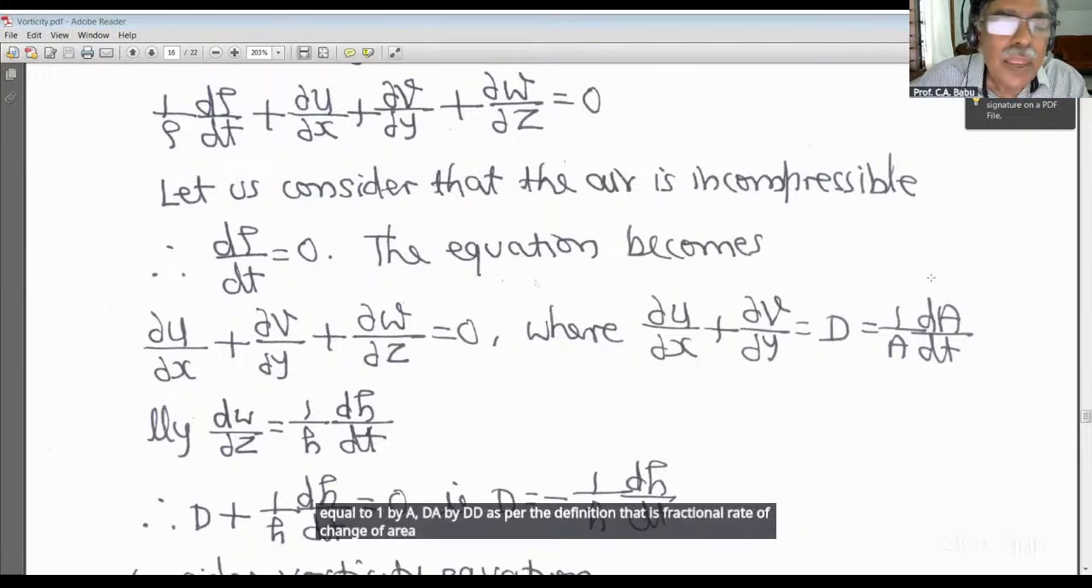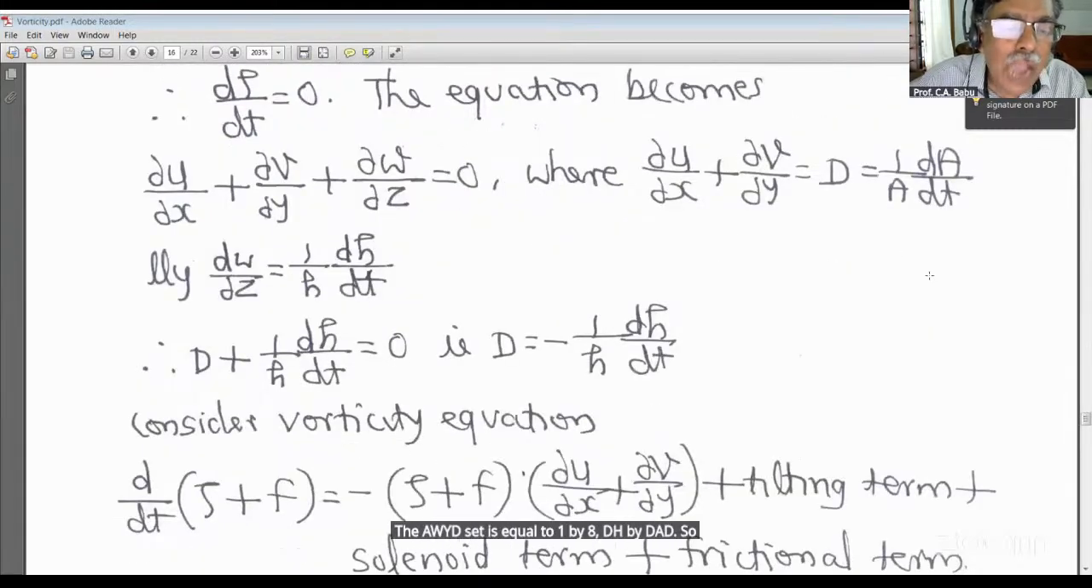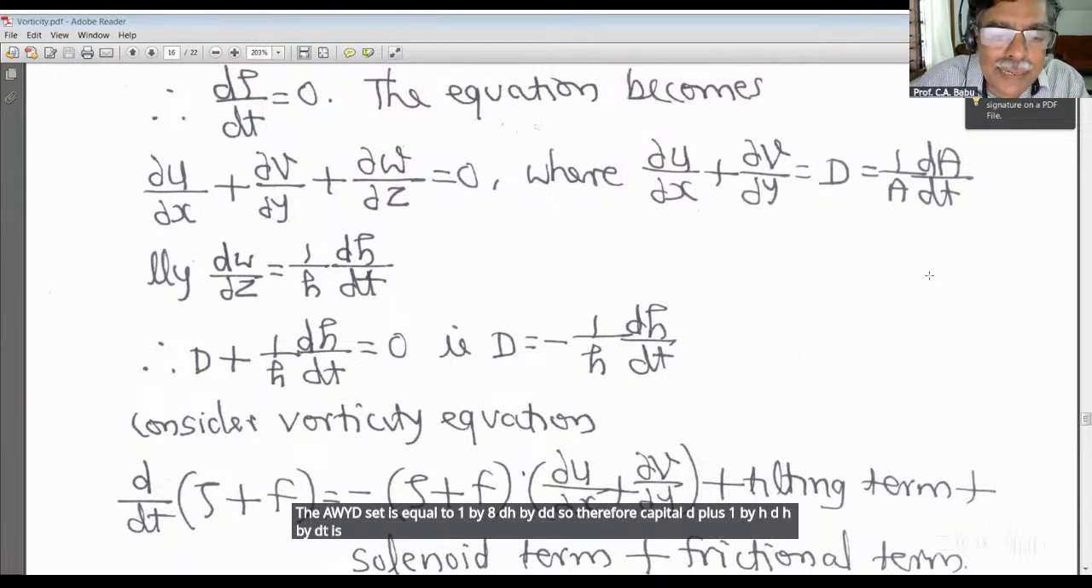And hence dw by dz is equal to 1 by h dh by dt. So therefore capital D plus 1 by h dh by dt is equal to 0. That is, capital D is equal to minus 1 by h dh by dt.